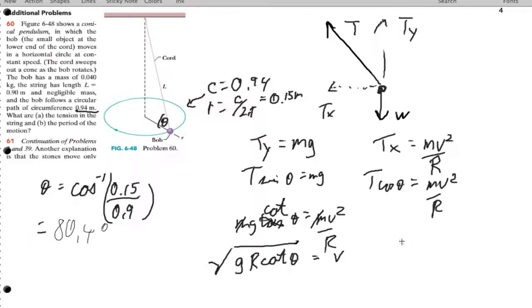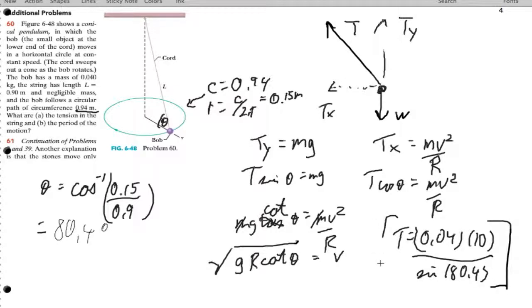So now I can go ahead and get the tension. So I can get that the tension is going to end up being my mass, 0.04, times gravity, which is 10, or the acceleration due to gravity, divided by the sine of 80.4. So you should go ahead and put that in your calculator and see what you get.